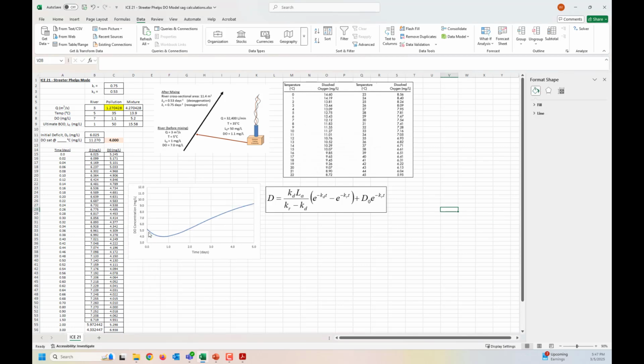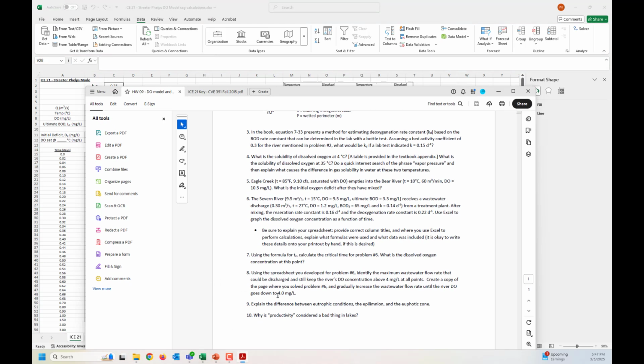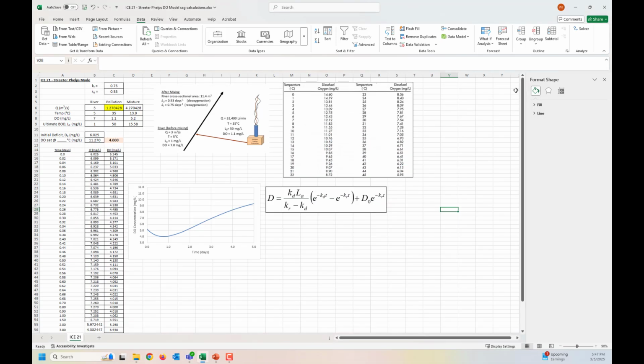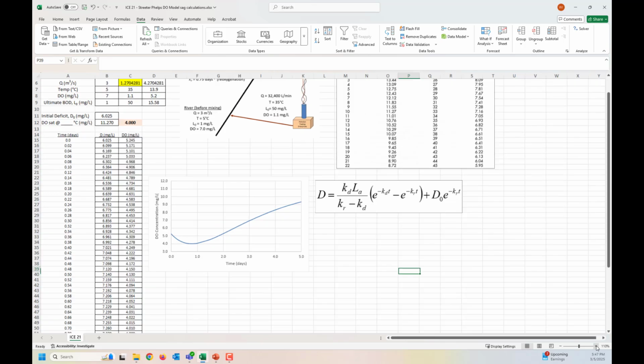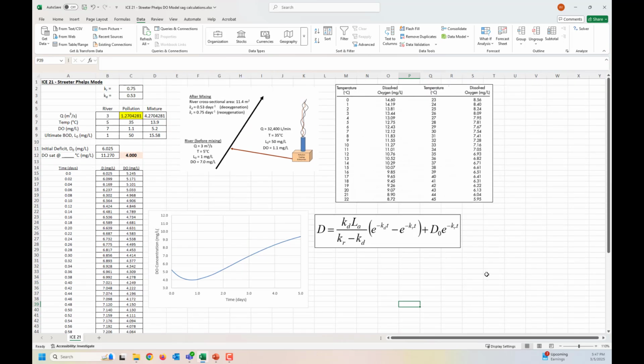So this is a good representation that we had some initial deficit. It's getting closer to saturation. Saturation's 11.27. So hopefully that illustration is helpful and will allow you to solve problem 8 on the homework assignment that's due next week. If you've got any questions, feel free to stop by my office. I'm always happy to talk to you or help you to troubleshoot the spreadsheet if you have any issues as you put it together.